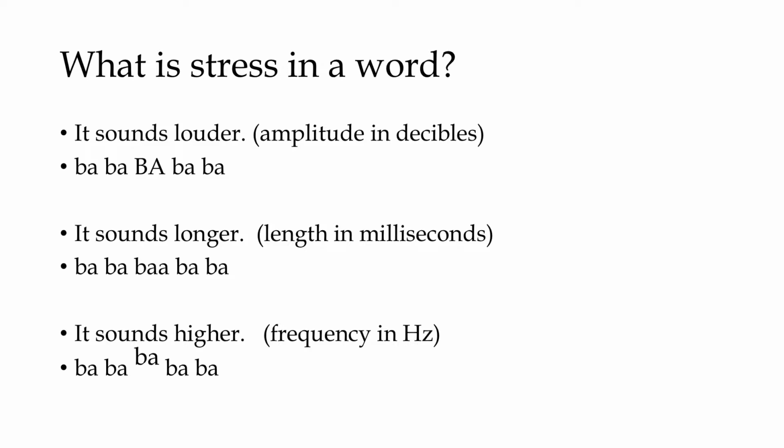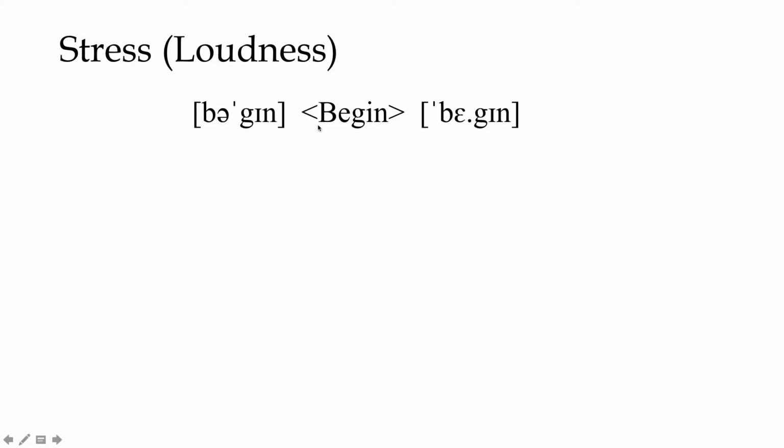So in English it would be ba ba ba ba ba, ba ba ba ba ba, where it's louder, longer, and higher pitched in the stressed syllable than the others. So if we think about stress as kind of loudness, but not just loudness, it would involve pitch and a little bit of length. This word, which could be spelled with these 5 letters, has 2 possible pronunciations.